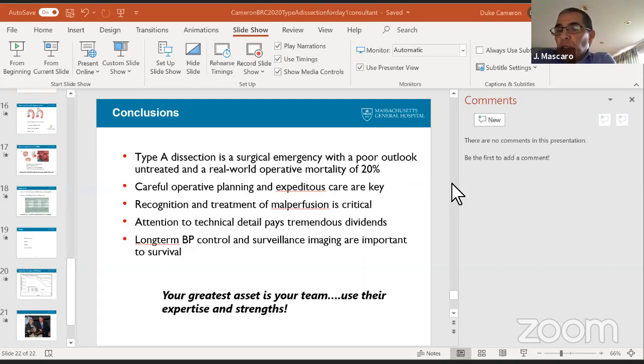But they shouldn't go into the arch and try to do any fancy operations, because those increase mortality and increase complications. So there's no need for that.